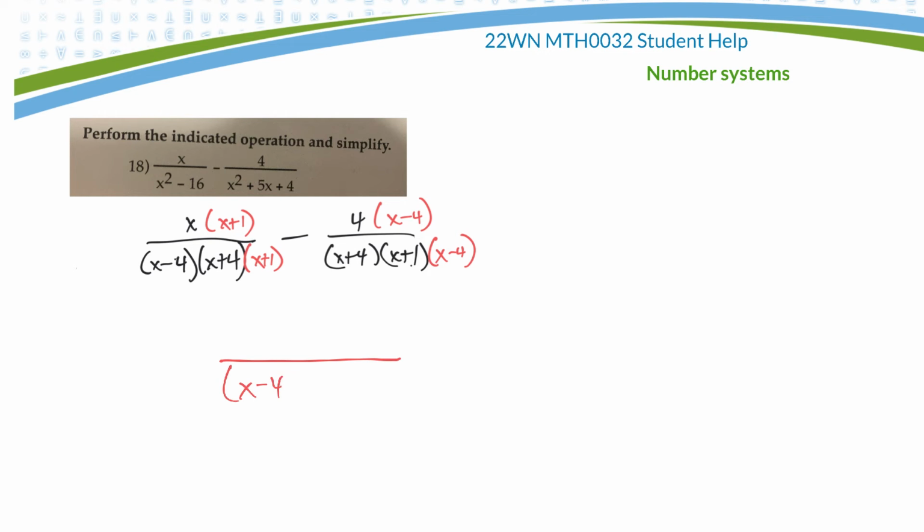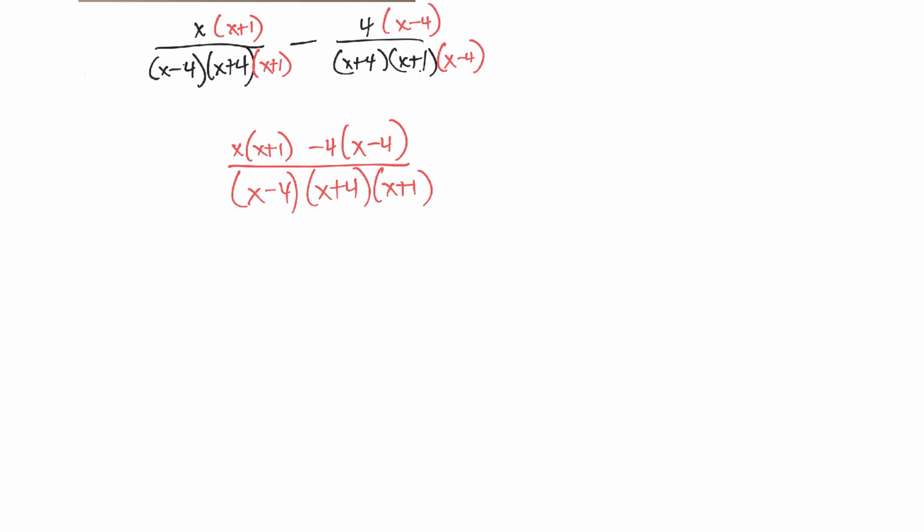Okay, so now I have a common denominator. I'll just write one of them: x minus 4, x plus 4, x plus 1. And then on the top, I have x times x plus 1, and I have minus 4 times x minus 4. Okay, now I'll try and simplify the top. I'll just leave the bottom alone.